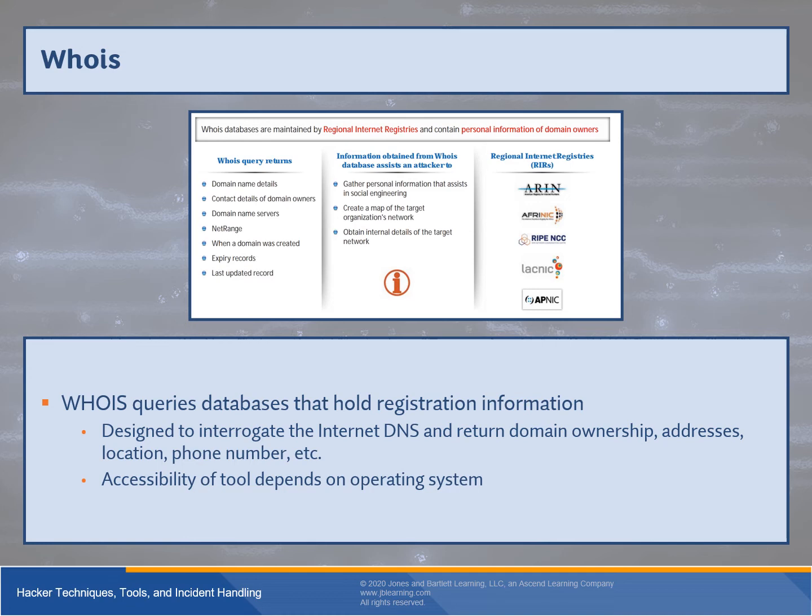Whois deals with a database maintained by the RIRs and contains personal information of a domain owner. So it could be domain name details, net range, when it was created. So we see some of that already. It's designed to interrogate internet DNS and give us some ownership, addresses, locations, etc. The availability of the tool depends on your operating system, but if you have Windows, you should be able to work with Whois through your web browser and verify some of that with NSLookup and things like that very easily.